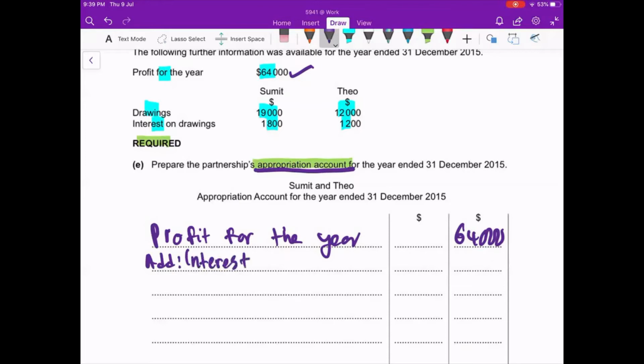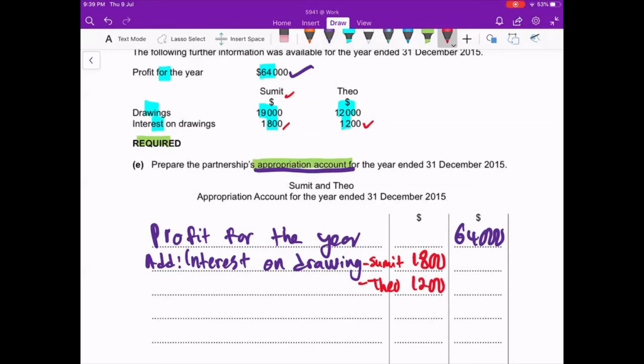interest on drawing. Interest on drawing, I got how many people? I got 2 people. So you write the people's name. First one is Sumit. Another one is Theo. So how much interest on drawing for Sumit? For Sumit is 1,800. For Theo, 1,200. This is a very nice question. They already give you the number.